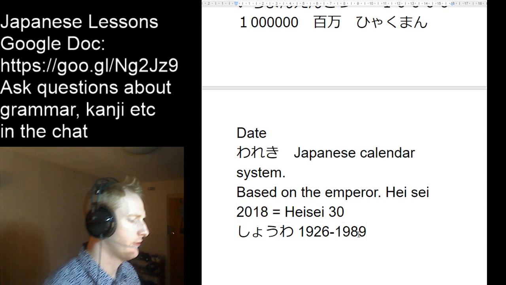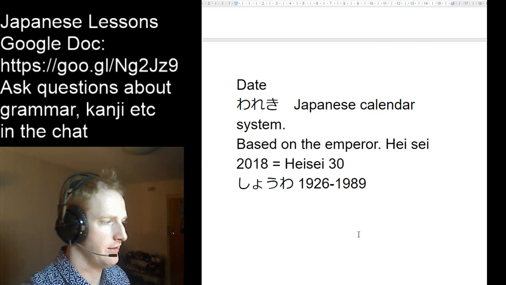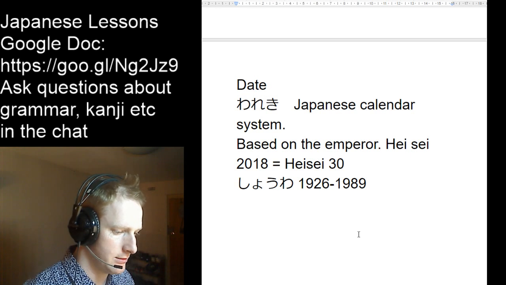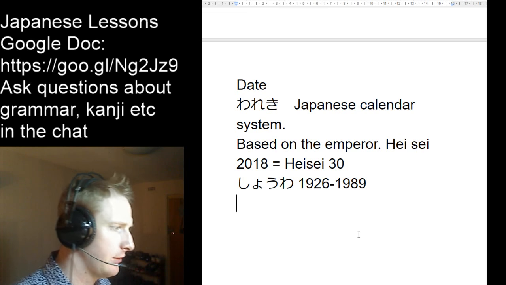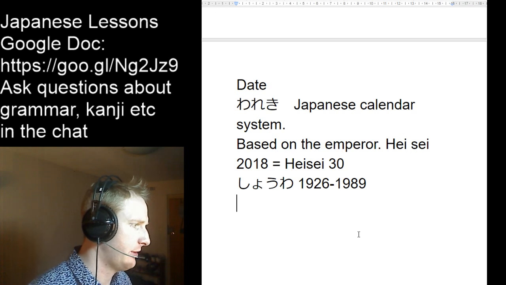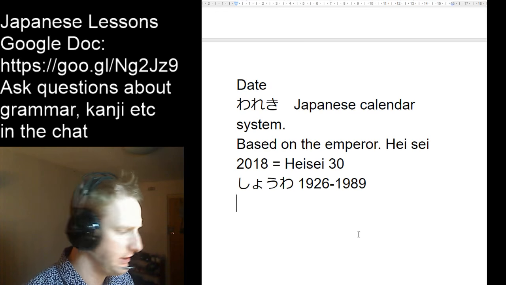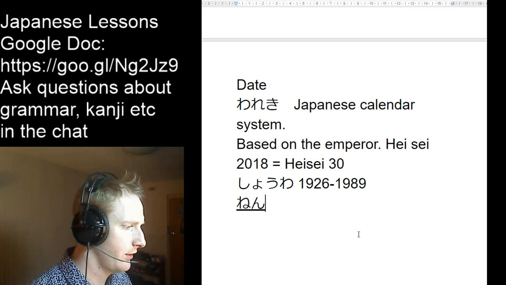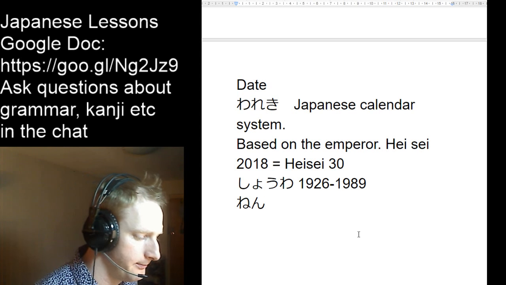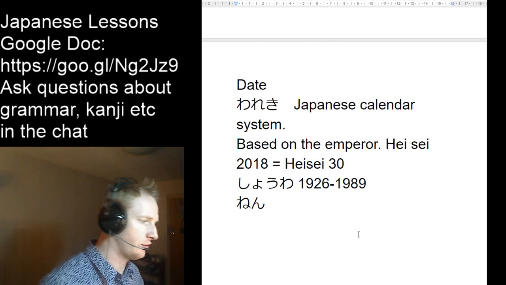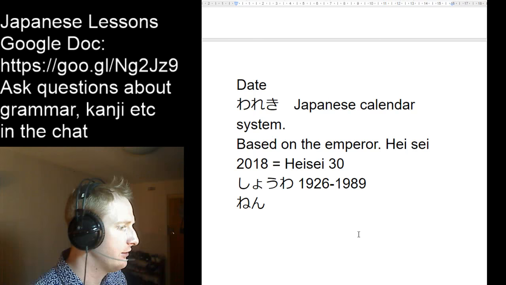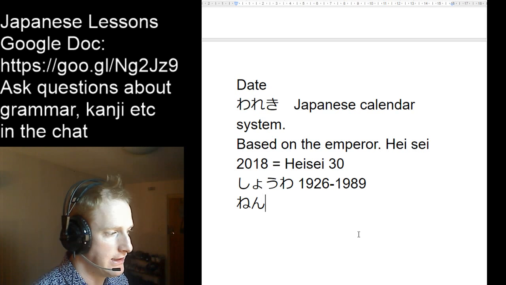Okay, so how do we talk about this date system? Well, we're going to start with the year because we're also talking about the Heisei period and this is talking about years. So we need to know the word for year. And in Japanese, this is nen. Now nen is again a counter, which is why we're looking at it under this counting and counters section. And it's a counter for years.